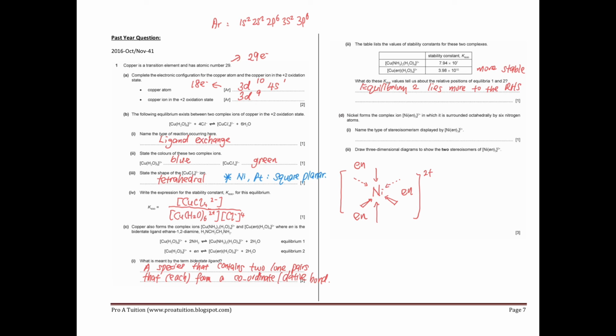Meaning that one en with 2 nitrogens, 1 nitrogen donates a lone pair from the top position, and another nitrogen donates a lone pair from the back position. This en, one donates from the bottom, another one donates from the front. This en, one donates from the front, and another one donates from the back. So what kind of stereoisomers? This is actually the optical stereoisomer.